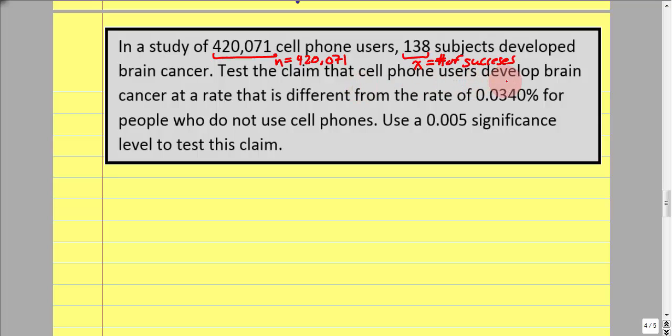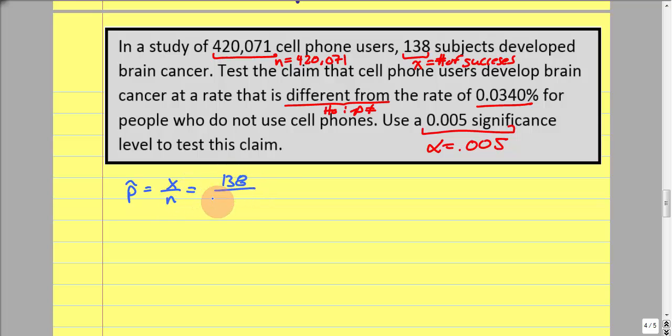Test the claim that the cell phone users develop brain cancer at a rate that is different from, so that tells me in my H0 right away I have p not equal to the rate of 0.0340%, and then use my level of significance, which is very, very small here, of 0.005. So to get started, p hat is going to be my number of successes over my total sample, and I don't want to divide this out because if I do and I round, it's going to change my number. So I just want to keep this as is. And again, my level of significance here is 0.005.